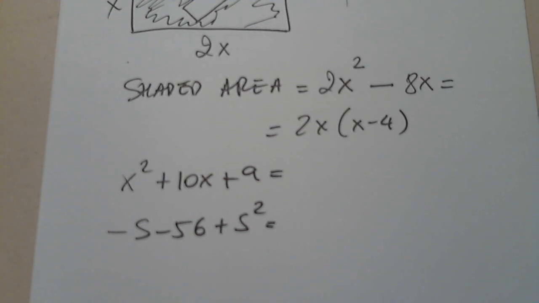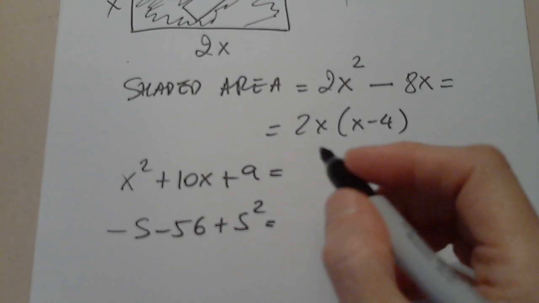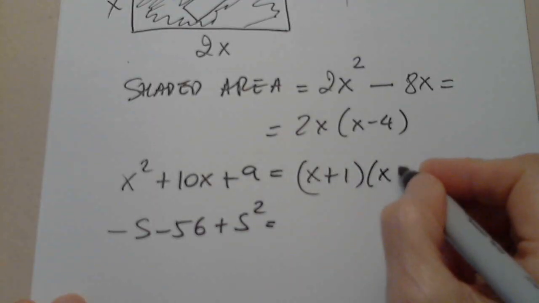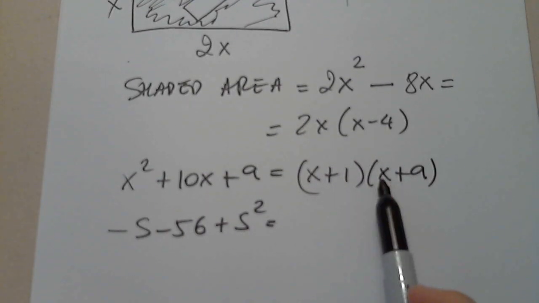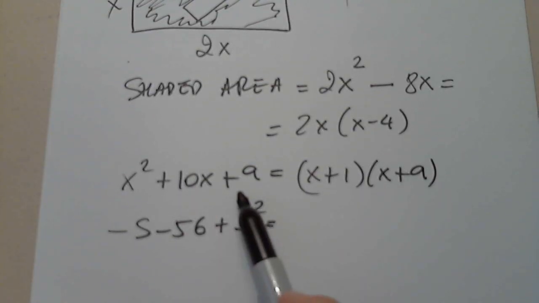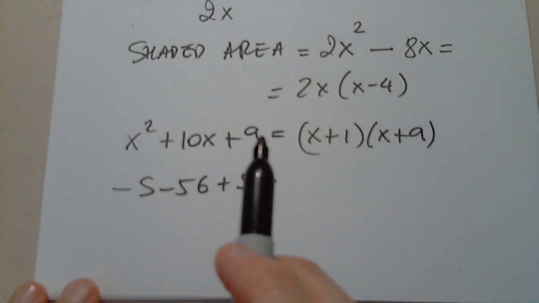x plus 1 and x plus 9. Very good. X plus 1 and x plus 9. We check. X squared, correct. 9x plus 1x, correct. 1 times 9, 9. Perfect. Let's work on the next one.